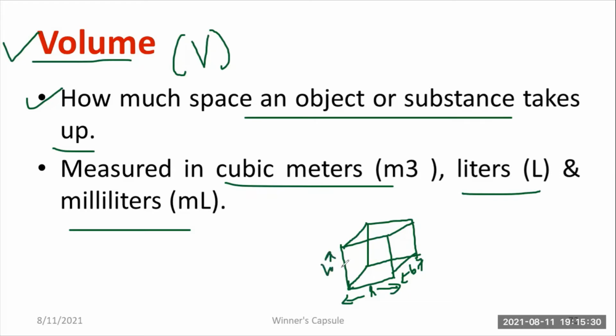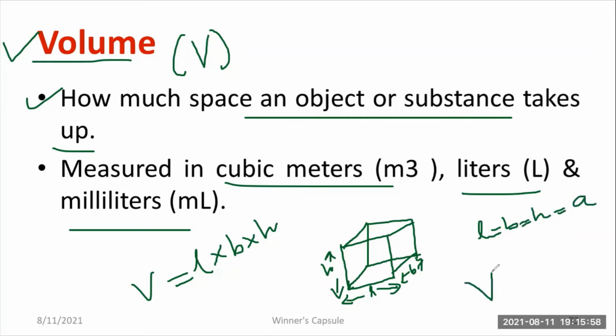So what is the volume of this particular box? Volume is equal to length into breadth into height. Suppose all the quantities, length, breadth, and height, are equal. Then length is equal to breadth is equal to height is equal to a. Because all quantities are equal, for a cube I can write V is equal to a cube.